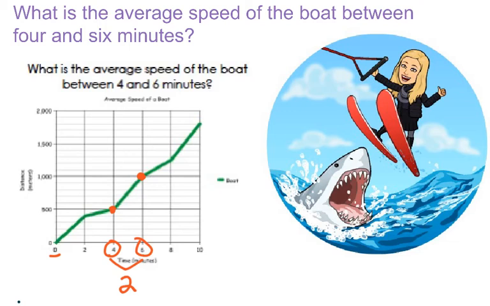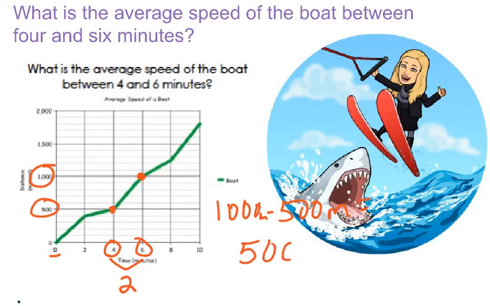Now we need the change in distance. So between, we're starting at 500, we're ending at 1,000. So that would be 1,000 minus 500 meters. Right on the shark. And that's going to give you 500 meters, because 1,000 minus 500 is 500. 6 minus 4 equals 2 seconds.